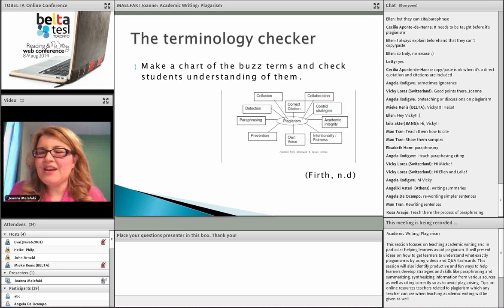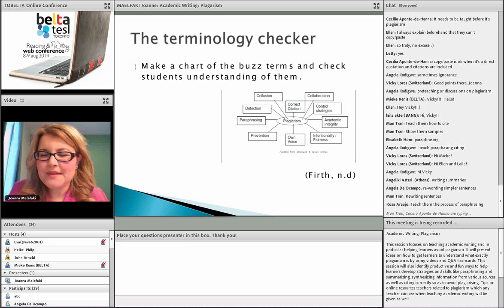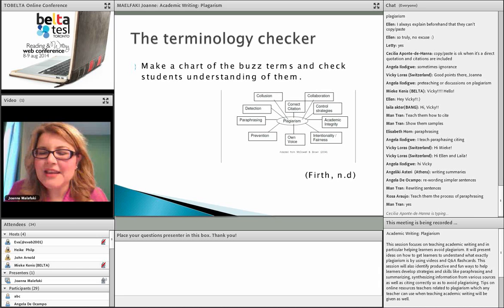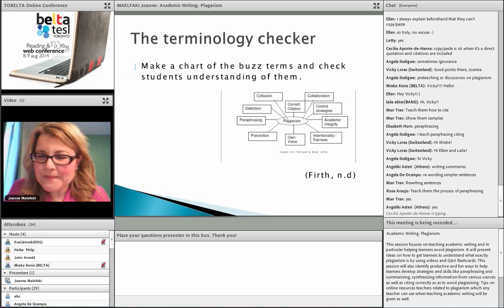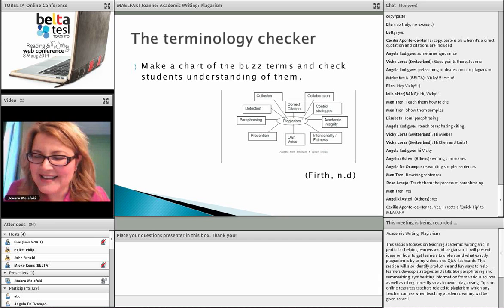Have you used any of the things I've talked about so far? Do you do any of these things? Okay, I see people typing yes. All right. Okay, I'm going to show you another type of task you can use, another idea.